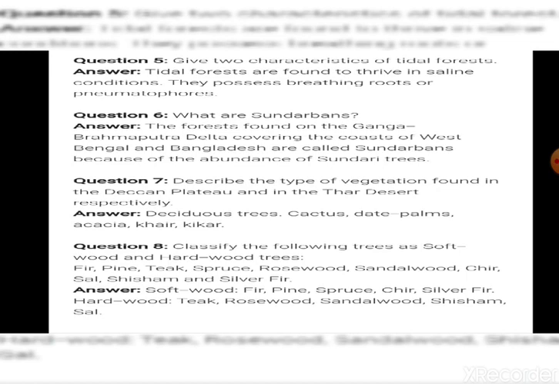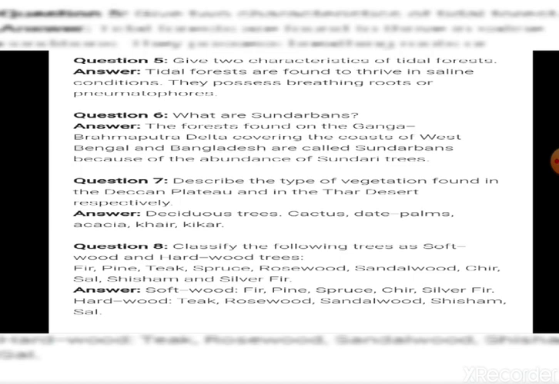Question number 7, describe the type of vegetation found in the Deccan Plateau and in the Thar Desert respectively. The type of vegetation found in the Deccan Plateau is deciduous trees, and in the Thar Desert area generally we see xerophytic trees such as cactus, date palms, acacia.